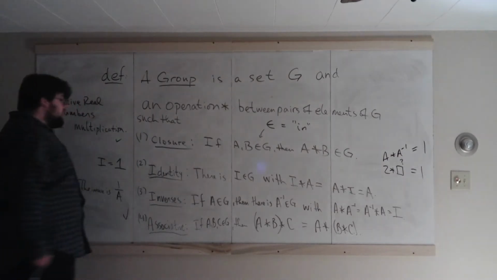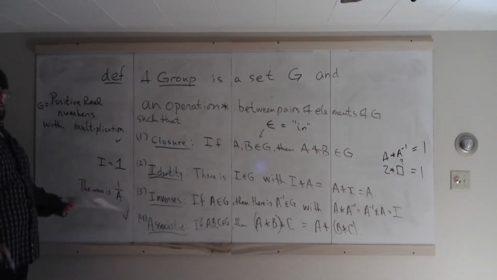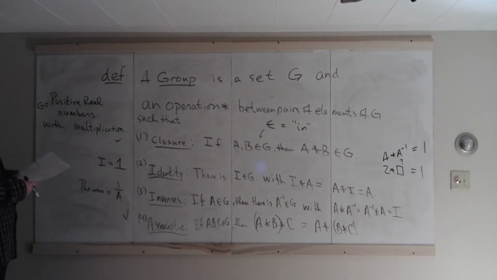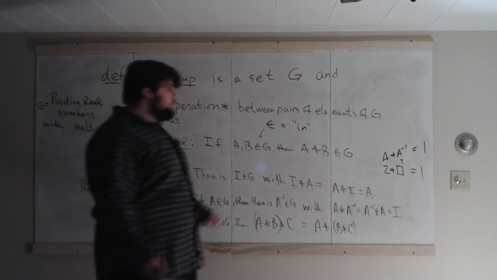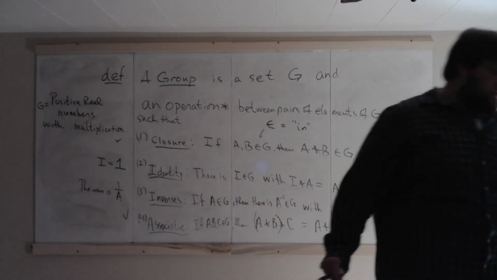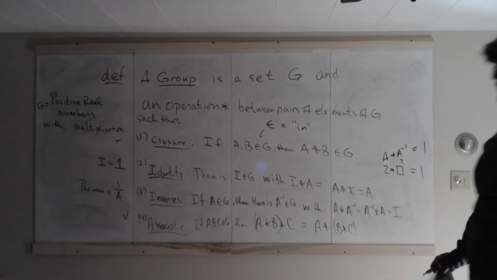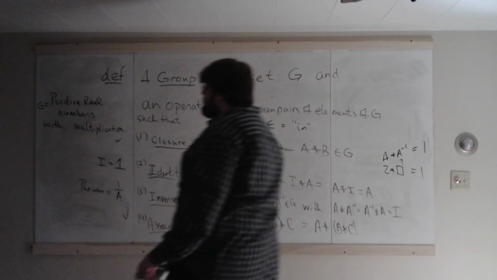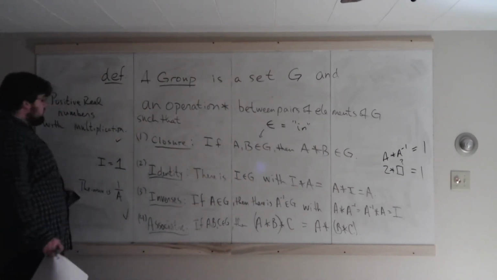Associative works. With these, generally, talking about the identity and the inverses are more difficult than the other two. And usually the other two are just, yeah, it's true. Real number plus real number is real number. What more can you say about that? Positive real number times positive real number is a positive real number.